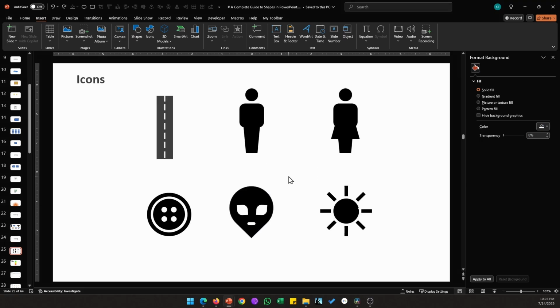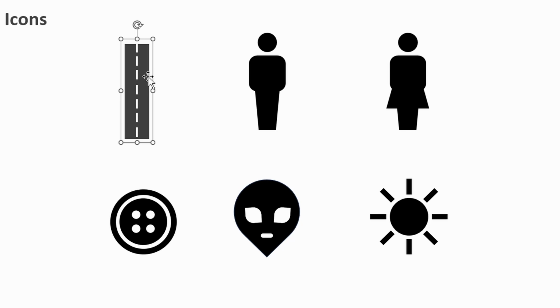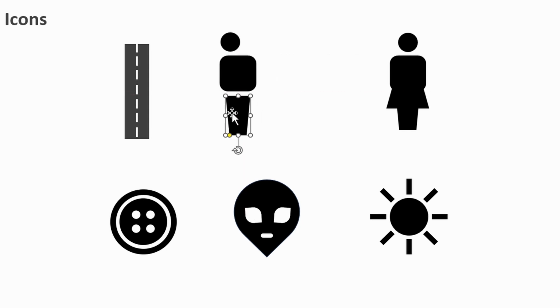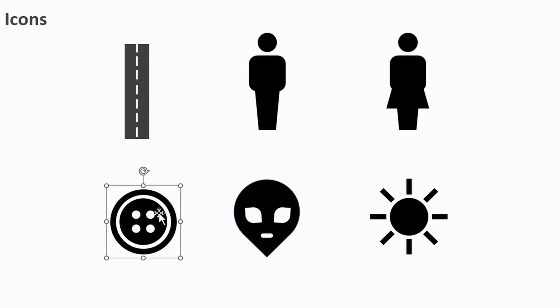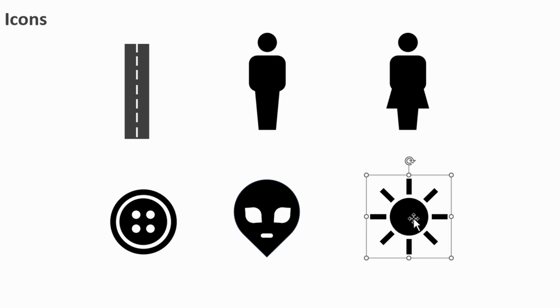Icons are fundamentally just shapes. Here are a few examples. This looks like a road. However, all it is is a rectangle and a dashed line. This human icon is a combination of 3 shapes. So you have a circle, a rounded rectangle and a trapezoid, and this one is similar except we have 2 trapezoids here. This button is nothing but 1, 2, 3, 4, 5, 6, 7 circles. This alien head, this is a teardrop, and these are 2 teardrops made to look like eyes. This is a rounded rectangle. The sun is made with just 2 shapes, a circle and these rectangles. So you can see how easy it is to build icons using simple shapes.